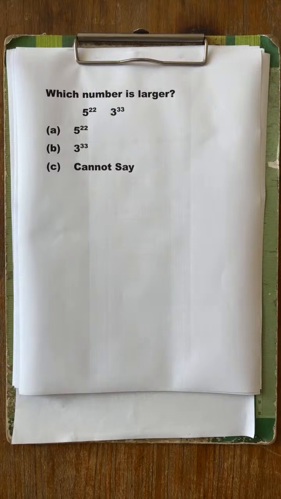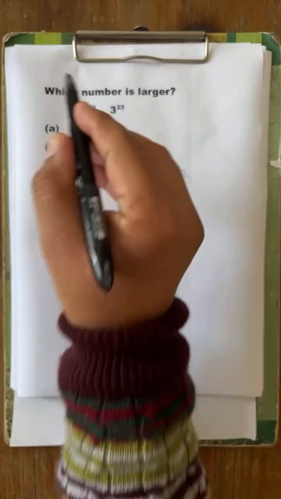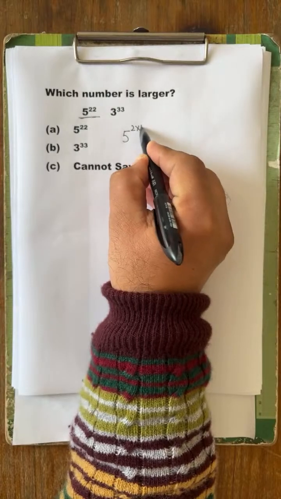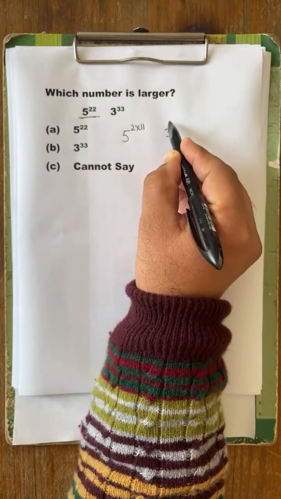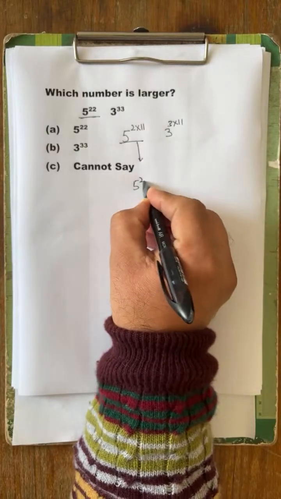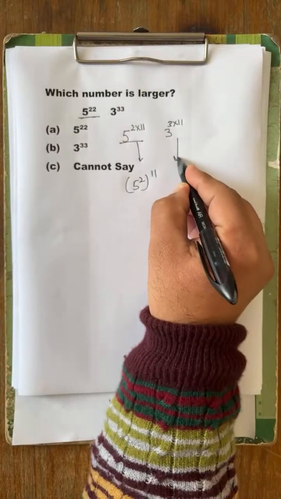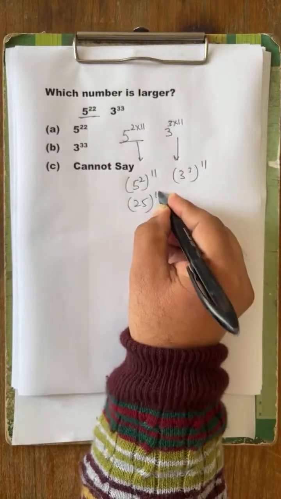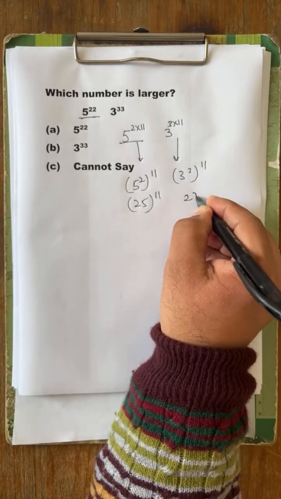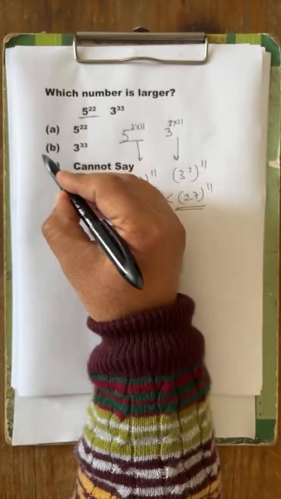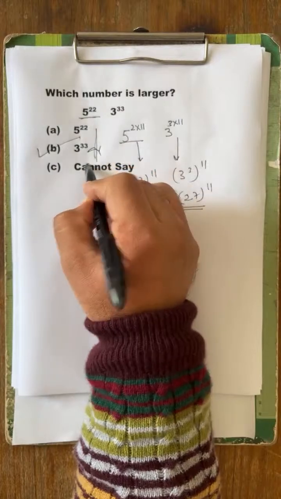Now which number is larger, 5 power 22 or 3 power 33? Now 5 power 22 can be written as 5 power 2 into 11 and 3 power 33 can be written as 3 power 3 into 11. This can be further written as 5 power 2 whole power 11 and 3 power 3 whole power 11. This is 25 power 11. This is 27 power 11. Now clearly this number is greater. So 3 power 33 will be the larger number.